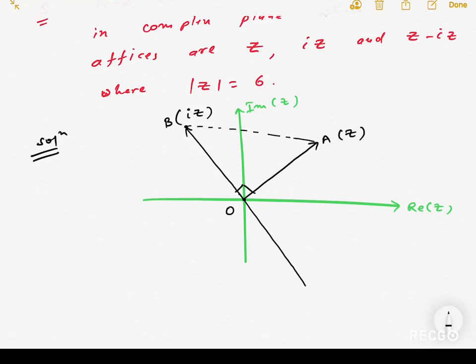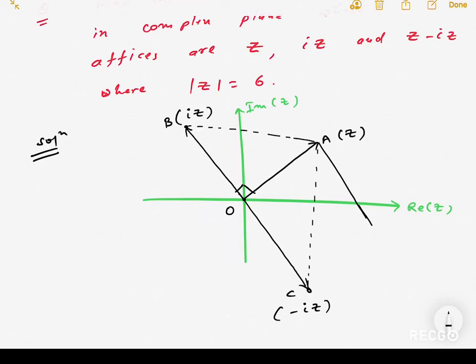And as I said, if I multiply vector OA by minus iota, which means if I multiply z by minus iota, the new position we obtain has the affix minus iota z. Or another way to explain is that you just take the image of point B with respect to origin. So affix of B is iota z, so affix of C is minus iota z. Very simple. Now if I join them, the new vector we are getting will be nothing but minus iota z minus z.